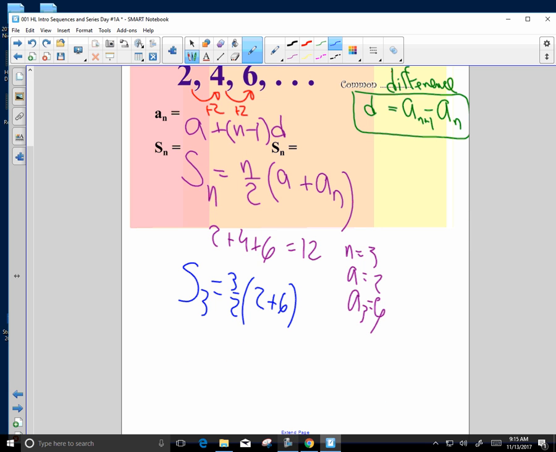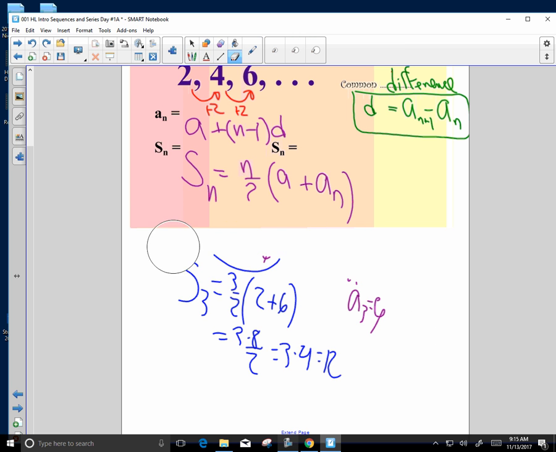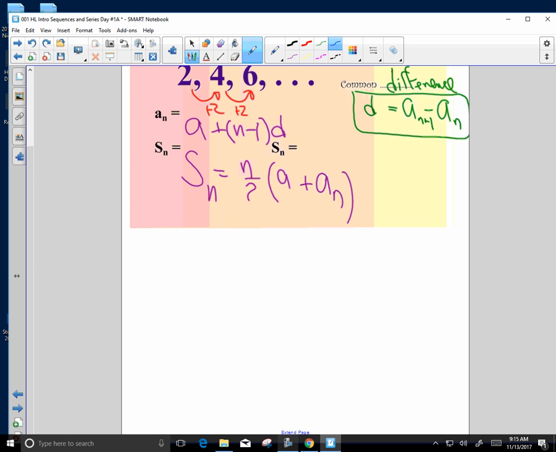So then you've got 8. Yeah, 8 times 3 is 24 over 2. 3 times 8 over 2 is going to be 3 times 4, which is 12. Is that the sum of the first 3 terms? Yeah. And so it works out wonderfully. So the idea here is that if you took the first term plus the last term, multiply by the number of terms over 2, you're going to get the sum.